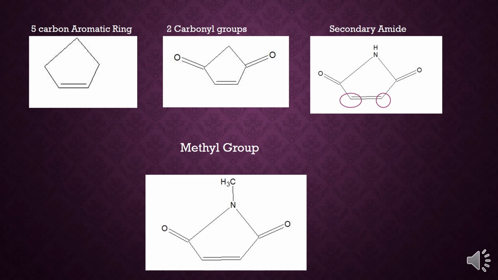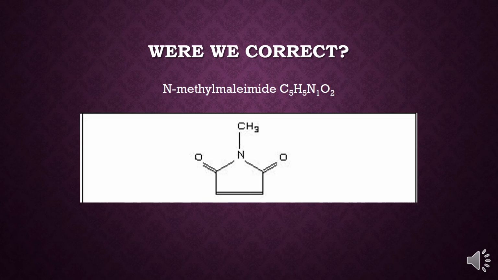Now this is just one possible arrangement, but based on our logic, it's a very probable one. And as you can see, this is how you use mass spectroscopy and infrared spectroscopy to determine possible formulas and structures for a given compound.